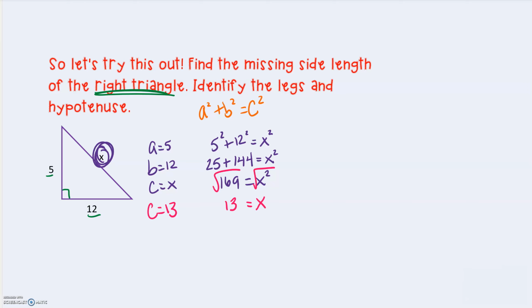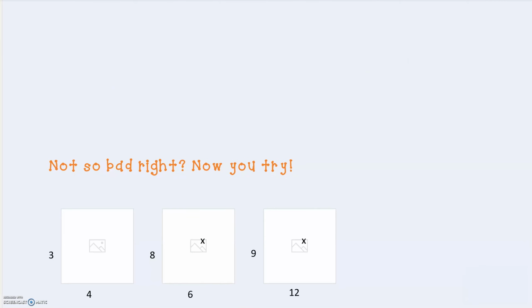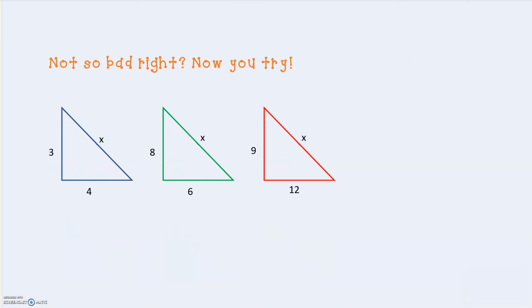Now we could have also changed this, and we could have said that a was 12 and b was 5, and we would have gotten the same exact answer. So don't stress out about which one's a and which one's b. The only one that really, really matters is c. So now I want you to go ahead and try them out on your own. Go ahead and pause the video while you do that.